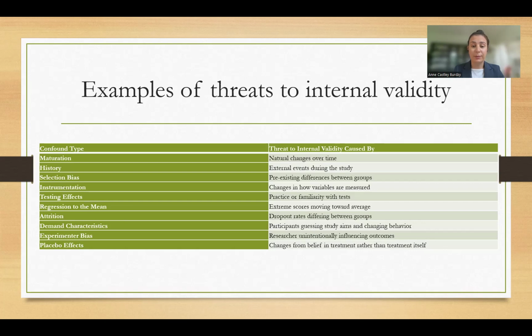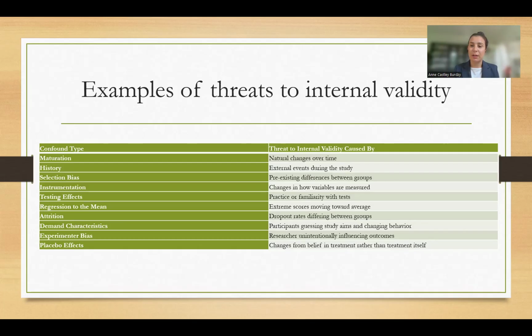Testing effects. This is practice effects. If you're giving an IQ test and then you give it again, students will naturally become better at the test, and it might not be due to your intervention. Regression to the mean, where extreme scores move toward the average.